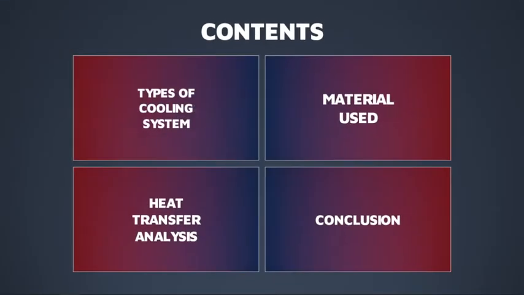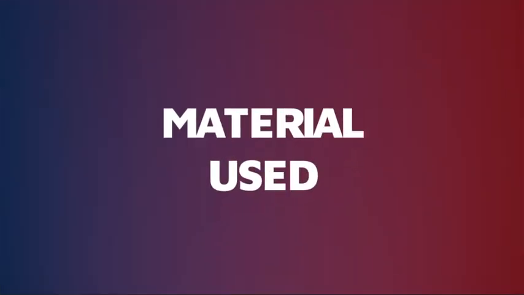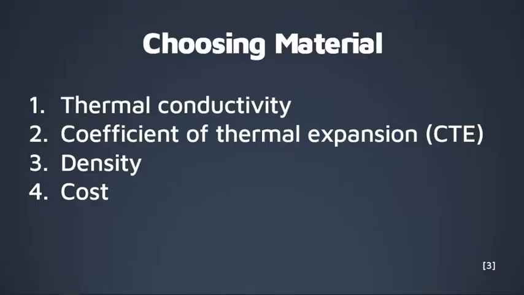And second, we'll discuss the material that it uses. In choosing the material, we account for these four things. The first is thermal conductivity, which describes how good the material is at transferring heat from one point to another.